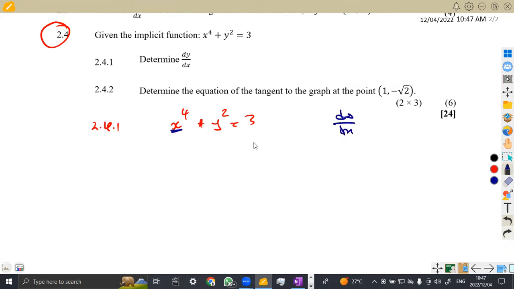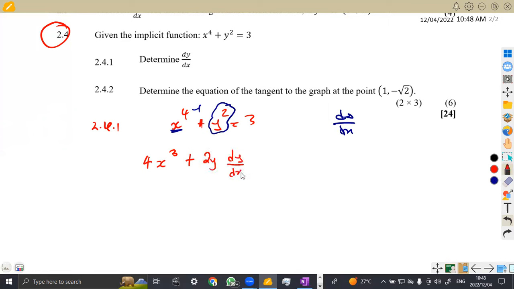All right. So here, dy dx, we're going to drop the exponent, which is 4x to the exponent. We subtract 1 here. That is going to be a 3. Plus y squared. We do not have x here. So we're going to find the derivative of y as it is, which is 2y. Then you multiply by dy dx. That's your implicit. Then of 3, that's a constant, which is a 0.